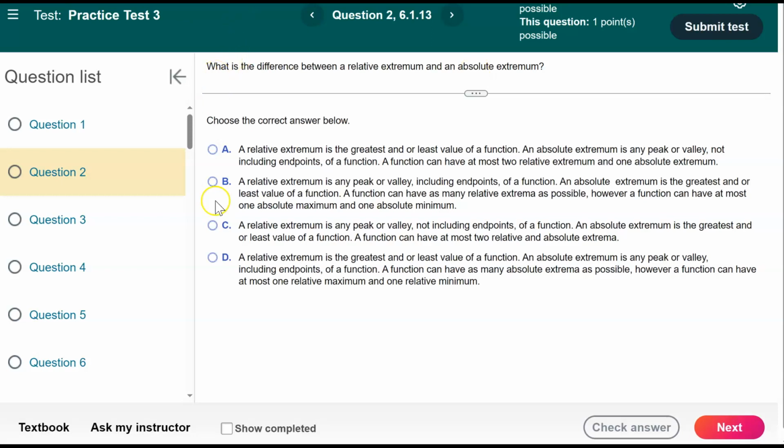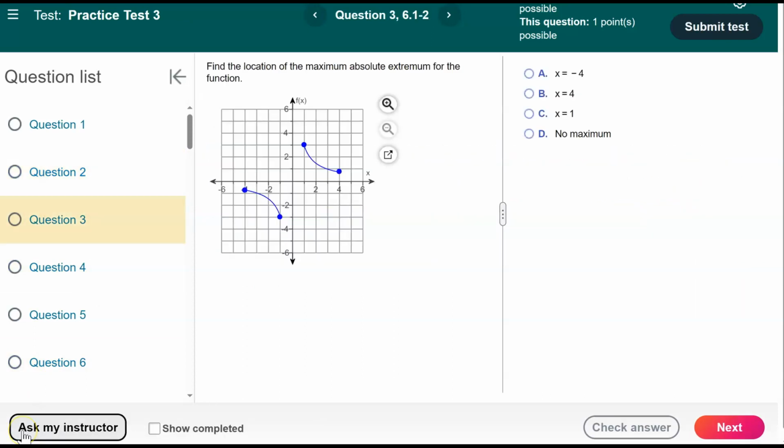So to answer this question, a relative extremum is any peak or valley, including endpoints of a function, while an absolute extremum is the greatest or the least value of a function. A function can have as many relative extrema as possible. However, a function can only have at most one absolute maximum and at most one absolute minimum. Now let's move on to this question here.